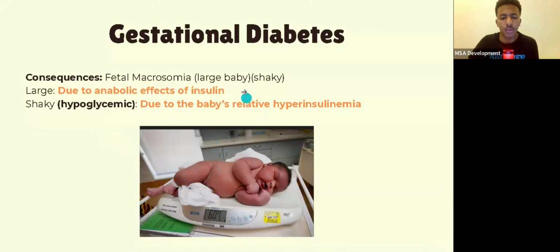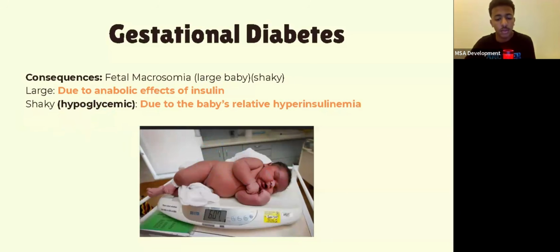And they're also shaky. The reason they're large is due to the anabolic effects of insulin. As we said, insulin causes the storage and the building of stuff. So the baby over here is clearly large. This is due to the anabolic effects of insulin. And the baby is also going to be shaky. They're going to be hypoglycemic. They're going to shake, okay?